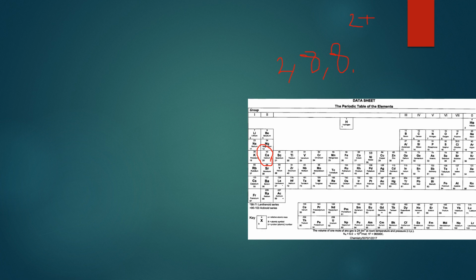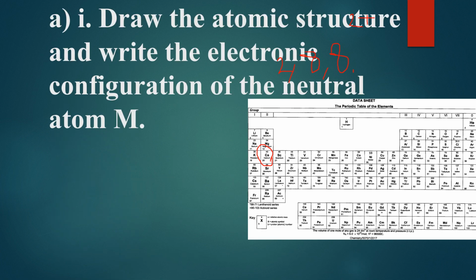Okay, let's look at the questions. Draw the atomic structure and write the electronic configuration of a neutral calcium. It has atomic number 20, so this means that we are going to draw it with 4 shells: 1, 2, 3, and 4.